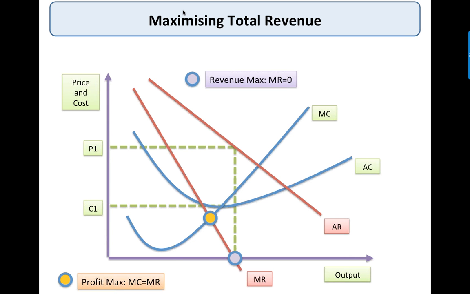The yellow intersection is what we saw before, that's profit maximization. Maximize profits where MR meets MC. You maximize revenue where marginal revenue equals 0. And the key revision point here is that it gives you a different price and a different output compared to profit maximization. Be really clear in your diagrams. Show the different objectives there.